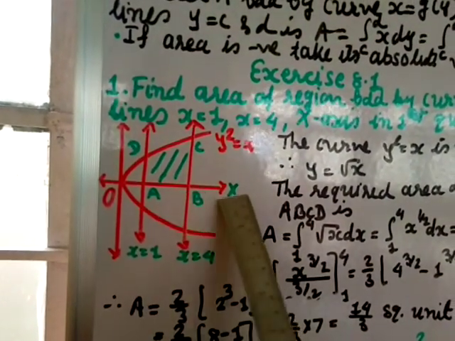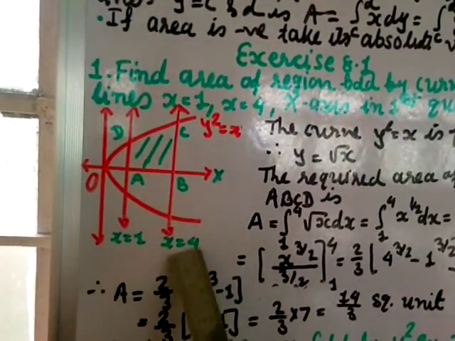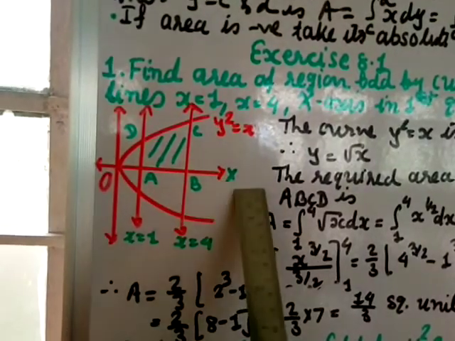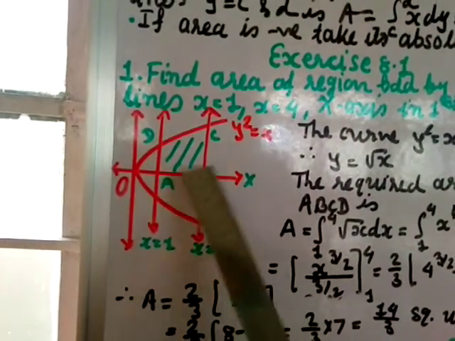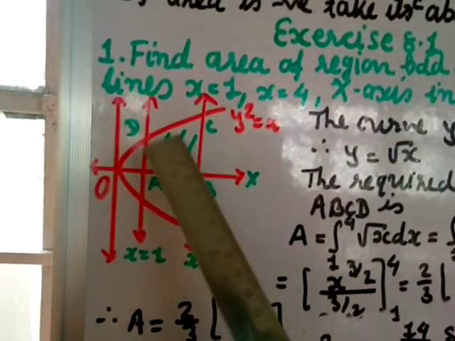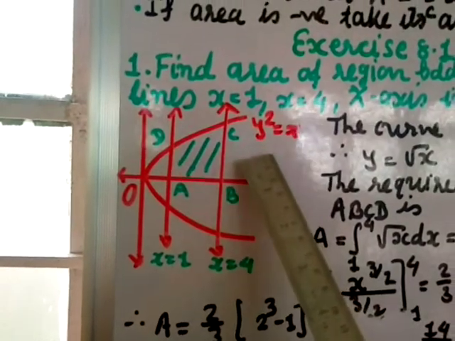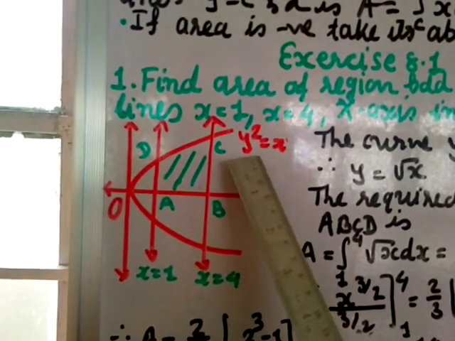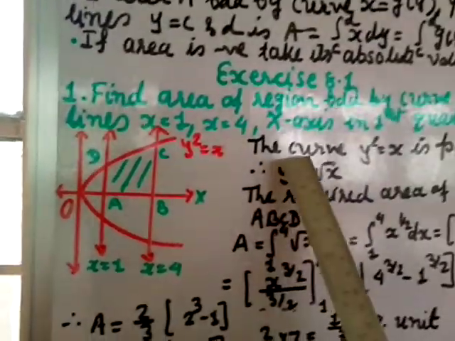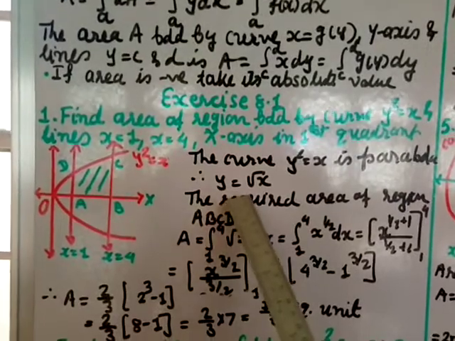This is the x-axis. The lines are given, x equals 1 somewhere here, and x equals 4 somewhere here, and this is the x-axis. So in the first quadrant, this is the area we have to find. This green line you can see, that is the area we have to find. So we'll take the area ABCD, that is the shaded region. Here the curve is y square is equal to x. I need y, so you have to take the square root, that is root x. The curve y square is equal to x is a parabola. Therefore, y equals root x.